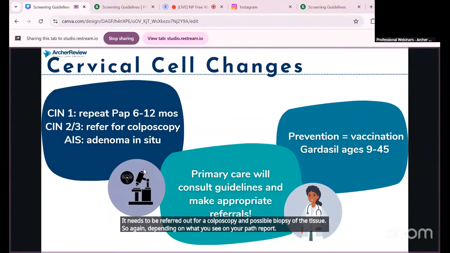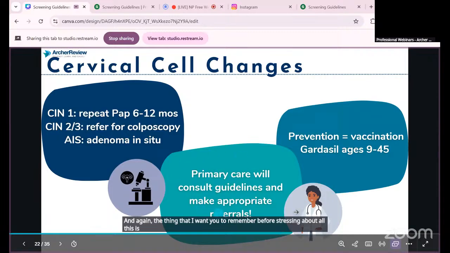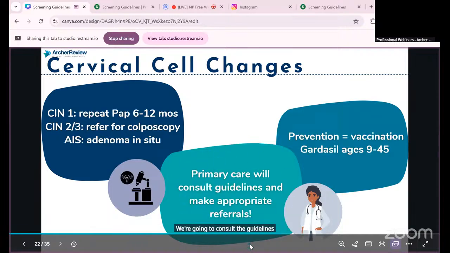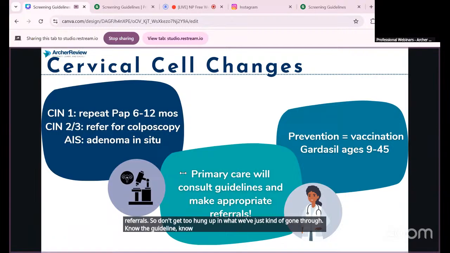And again, the thing that I want you to remember before stressing about all of this is, in primary care, if that's where you're at, we're going to consult the guidelines and we're going to make those appropriate referrals. So don't get too hung up on what we've just gone through. Know the guideline, know when to screen, know what to do, when to refer, and you're going to be okay. Because we don't want to miss these precancerous cells.